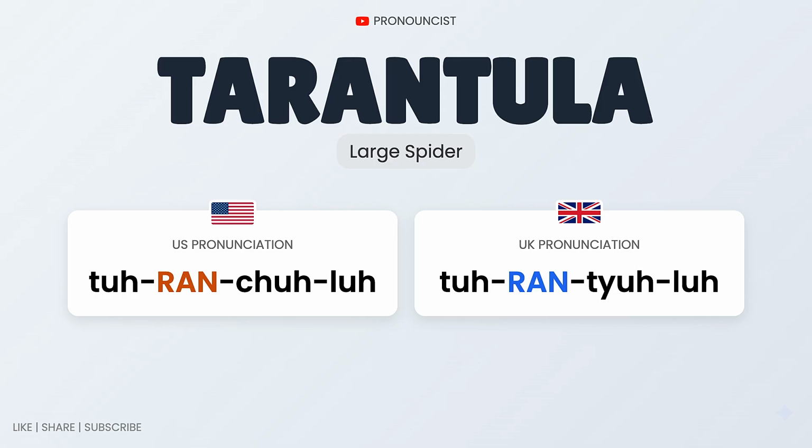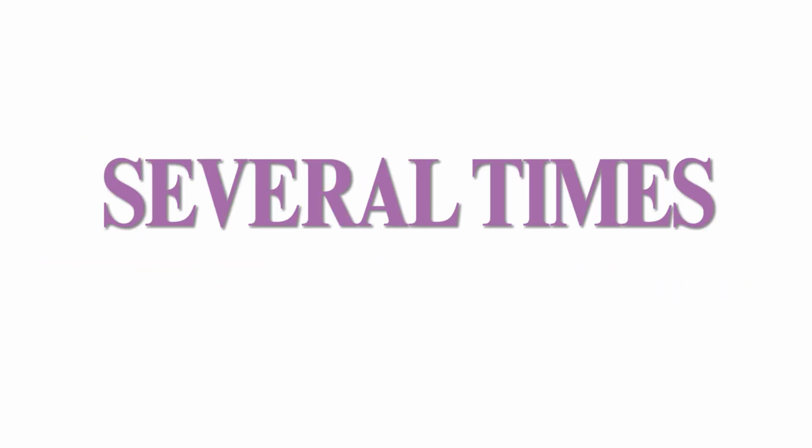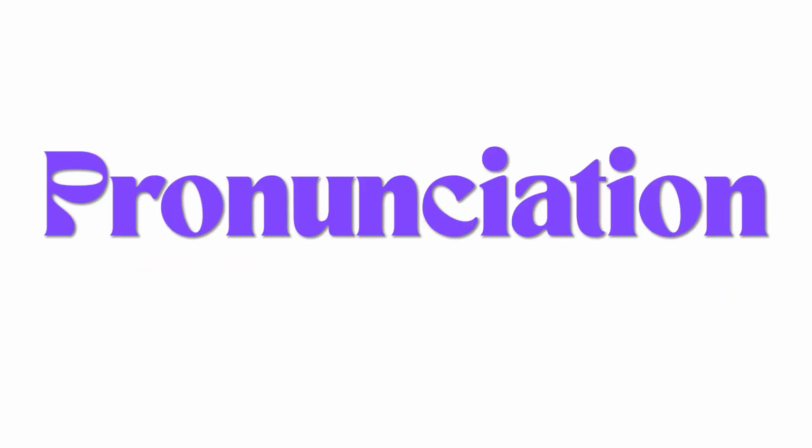It's a large spider. Tarantula. Tarantula. Practice repeatedly and you'll soon be able to say this word perfectly. The best way to practice is to repeat the syllable multiple times. The meaning of the word is large spider. Try repeating this word several times to improve your pronunciation.